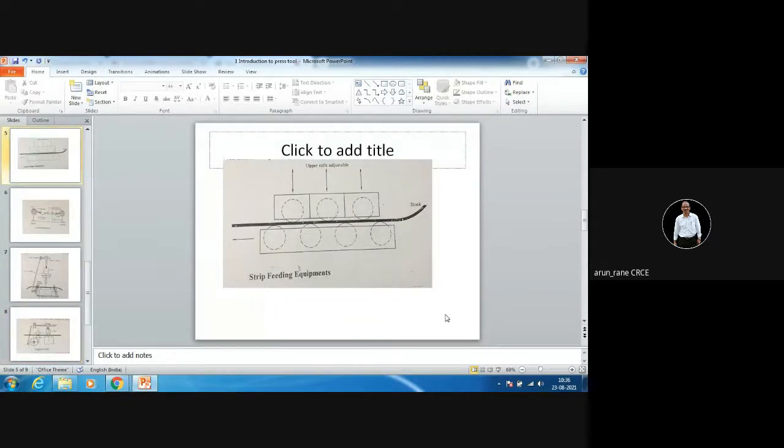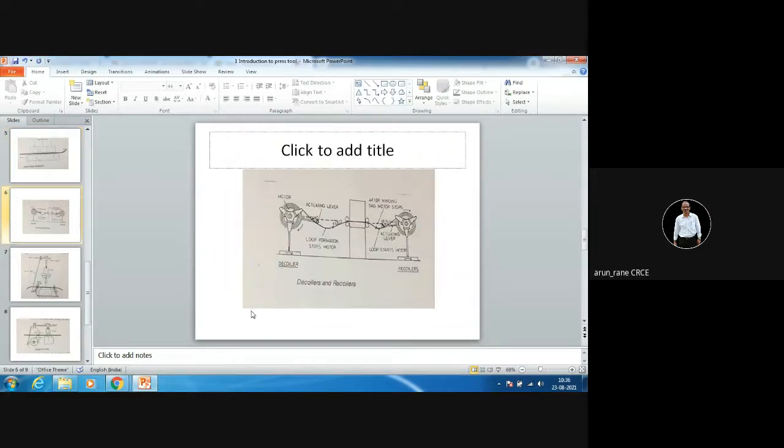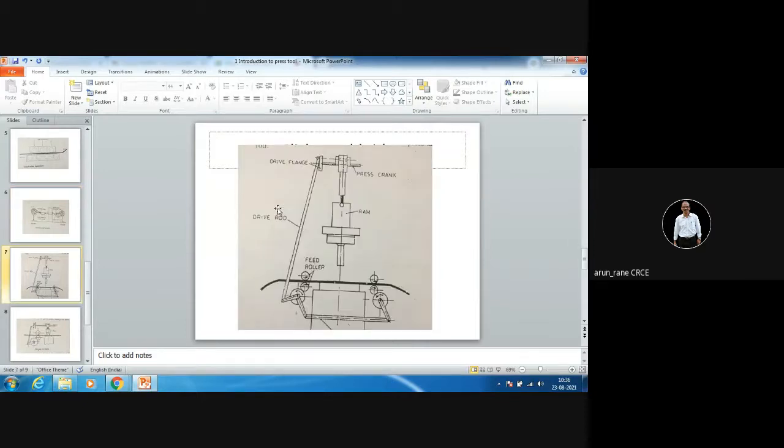Then this is your strip feeding device. And this is used for straightening. I am just revising this, recapping. So this is used for straightening the strip. This is your decoiler and coiler. So decoiler means from here the coil will be unwound and here it will be wound again. Now this is a scrap coil and this is a fresh coil.